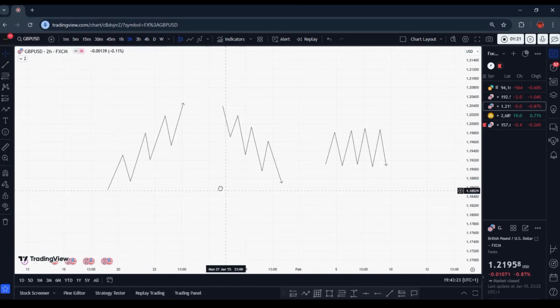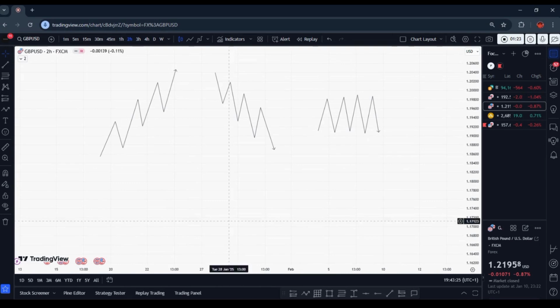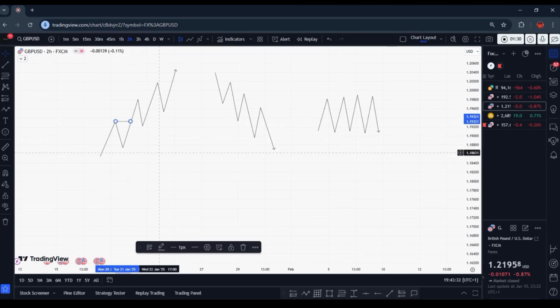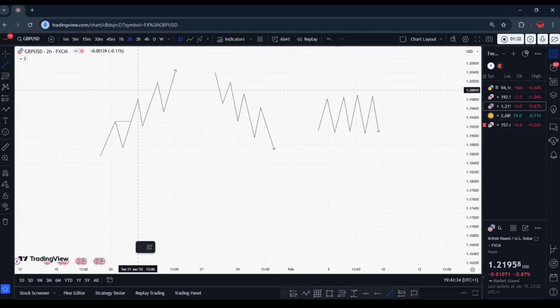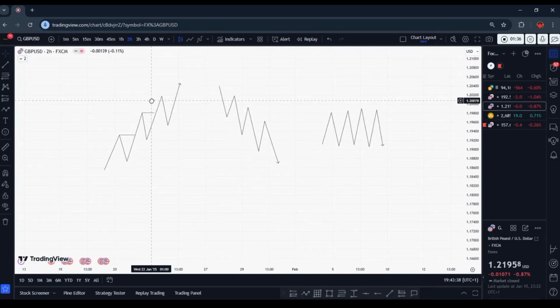So now, talking about structure and terminologies like this, we have a break of structure, and another break of structure. Yes, this is another break of structure. Any weak high or low that has been broken successively is called a break of structure. That indicates continuations. All these breaks of structure indicate continuations.